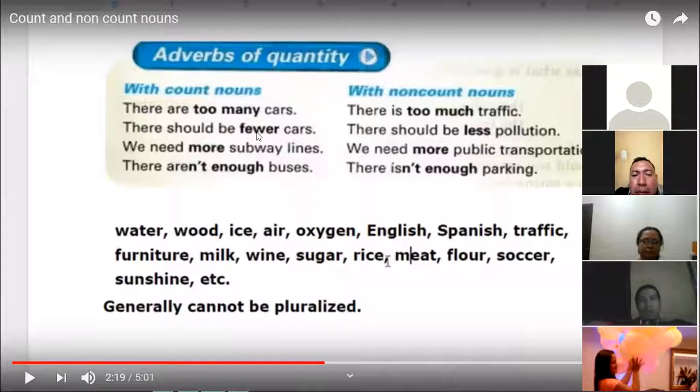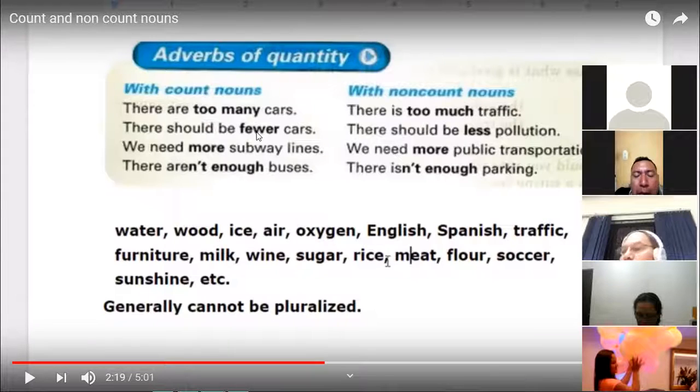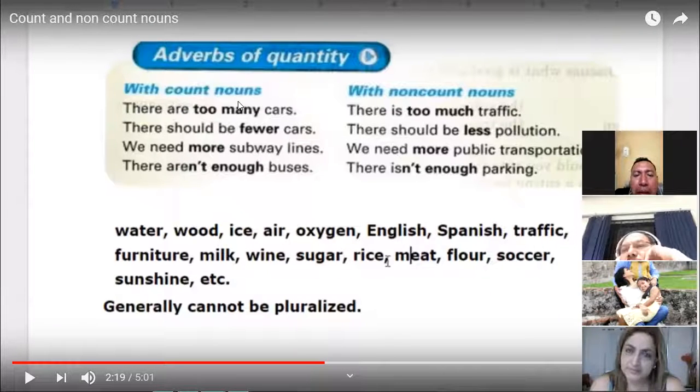All right, then we have fewer. What's the equivalent? Teacher, how do you say más o menos? More or less. So let's read the pairs, and try to remember that. Try to memorize it. Count first and non-count later. So repeat: too many, too much, less, fewer, more, enough. It's basically the same.